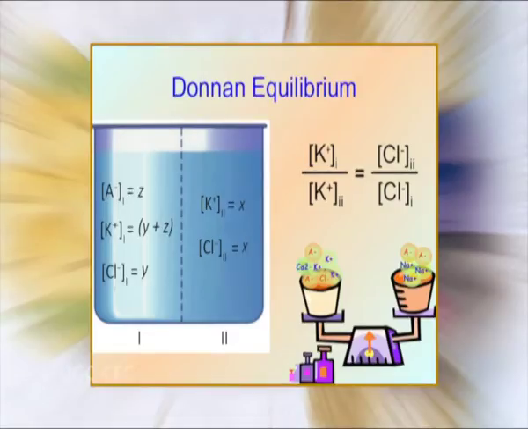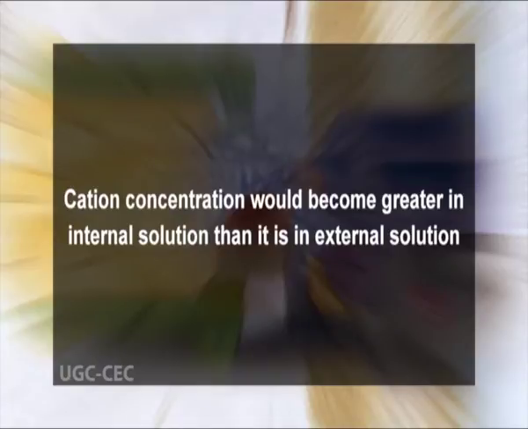Now, if the membrane is freely permeable to the cations and anions in the external solution, equal numbers of the cations and anions from the external solution will diffuse across the membrane until an equilibrium is established. Normally, this equilibrium would also be electrically balanced. However, additional cations are needed to balance the negative charge of the fixed anions on the inner side of the membrane. Therefore, the cation concentration would become greater in the internal solution than it is in the external solution.